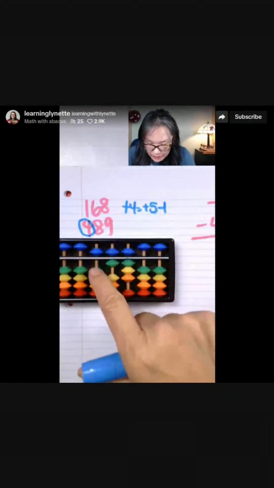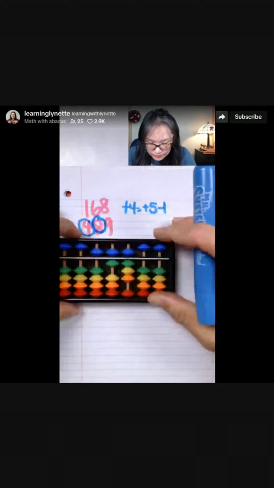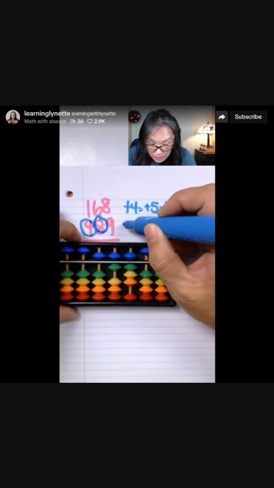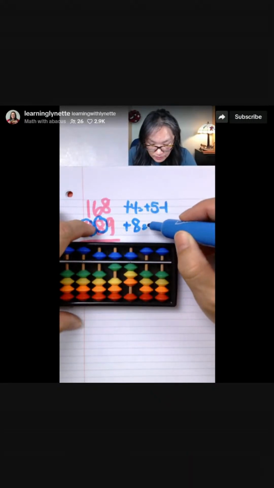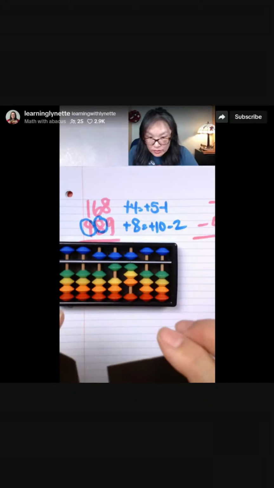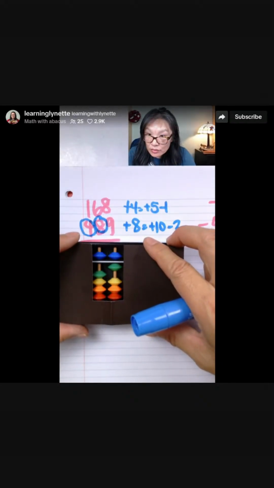This is where it gets a little hairy. Why? Because there's not enough. 8 is equal to plus the 10 minus 2. So now I'm going to plus the 10 minus the 2. I'm going to add the 10, and I'm going to minus the 2.